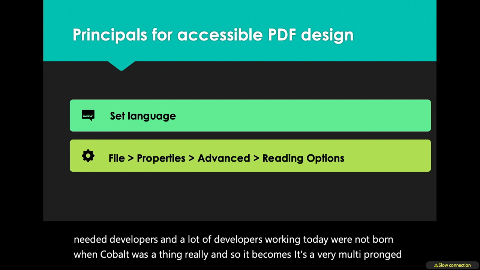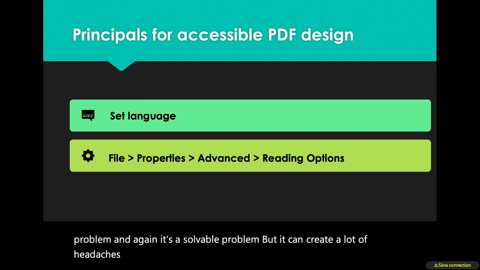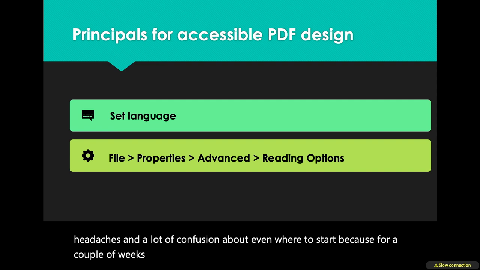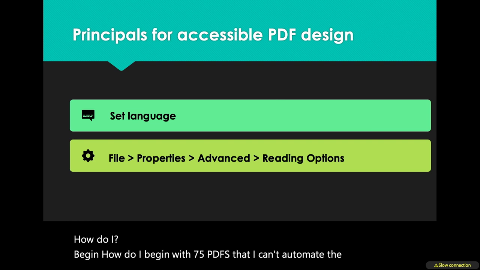And again, it's a solvable problem, but it can create a lot of headaches and a lot of confusion about even where to start. Because for a couple of weeks, I was like, how do I begin with 75 PDFs that I can't automate the process of making compliant?